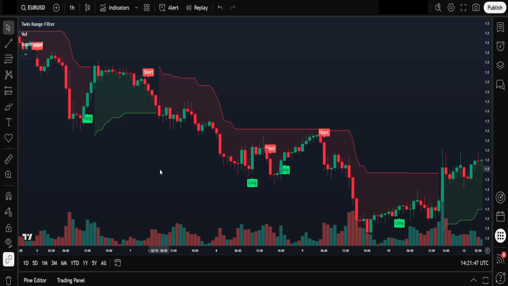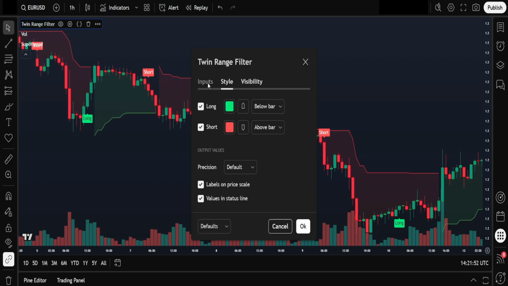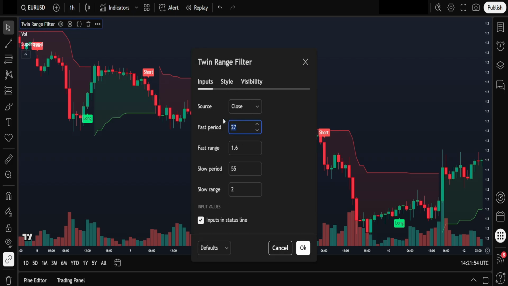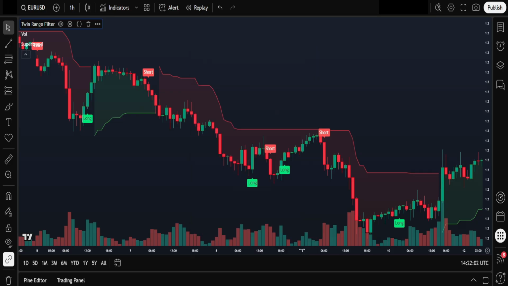Now we slow down and set the inputs. Start with Twin Range Filter by ColinMck. Open Settings. Go to Inputs. Set Fast Period to 25. Set Fast Range to 1.5. Confirm. From this point on, treat it as a signal engine. When it prints long, we are allowed to buy. When it prints short, we are allowed to sell. But only if the other tools agree.